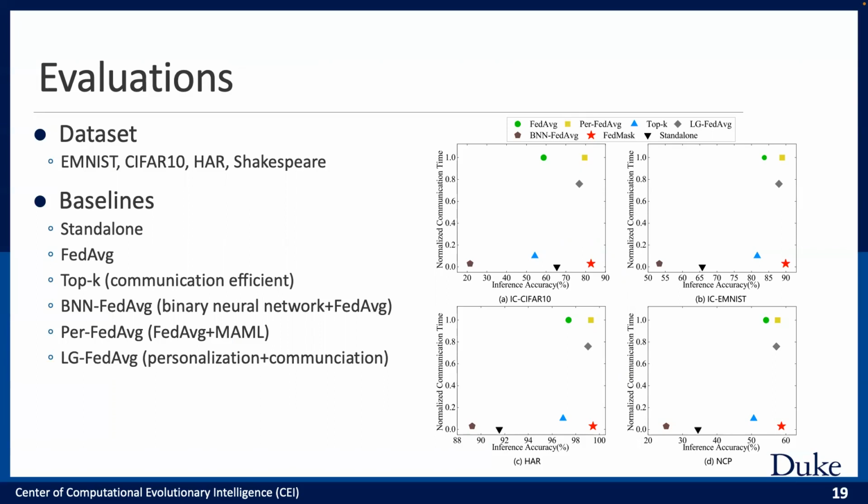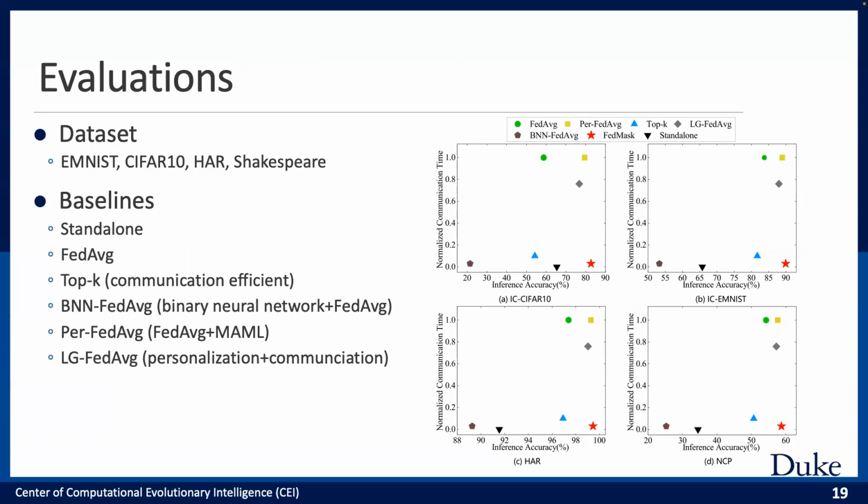The black triangle is just local training. It actually shows very low communication cost, actually zero, but it also shows lower accuracy because they don't really personalize the model.